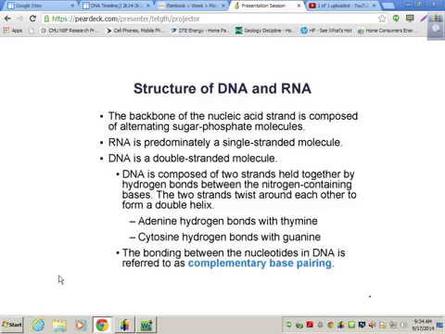You always have a pyrimidine with a purine. If I had two purines next to each other, it'd be two double carbon rings. They wouldn't bond. They wouldn't mix together. It'd be like a bubble in my DNA. If I had two pyrimidines together, it'd be like a divot in my DNA, and they would repel each other anyway. They wouldn't bond. Okay? So the bonding between the nucleotides in DNA is referred to as what's called complementary base pairing. We call it the complementary base pairing rules.